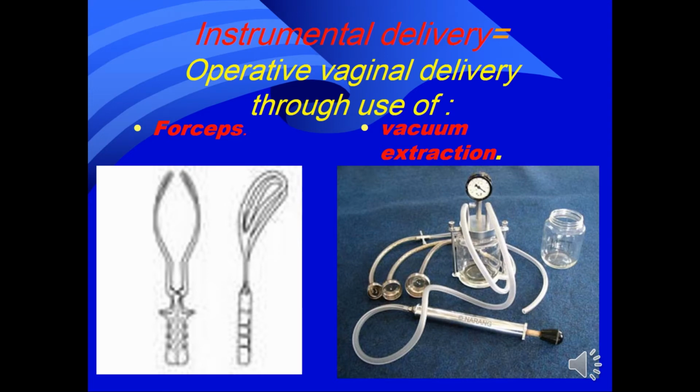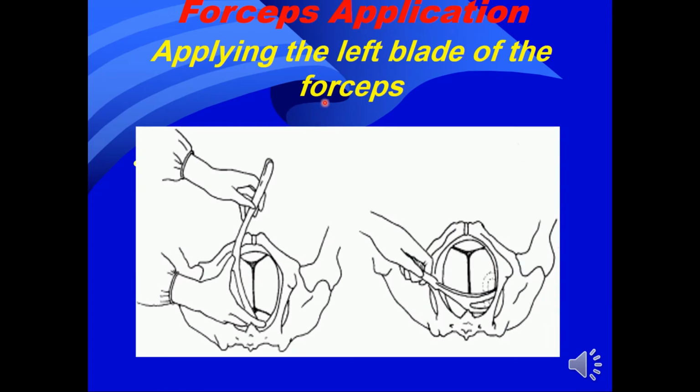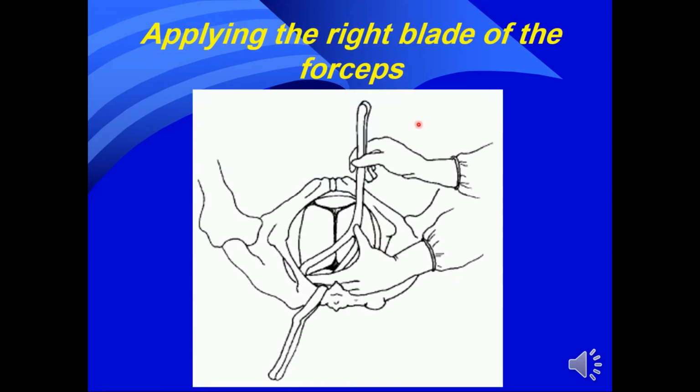Now we will talk about the instrumental deliveries, which include the forceps and the vacuum. Here, as you see, application of the left blade of the forceps. Left blade of the forceps. Then applying of the right blade of the forceps, as you see.